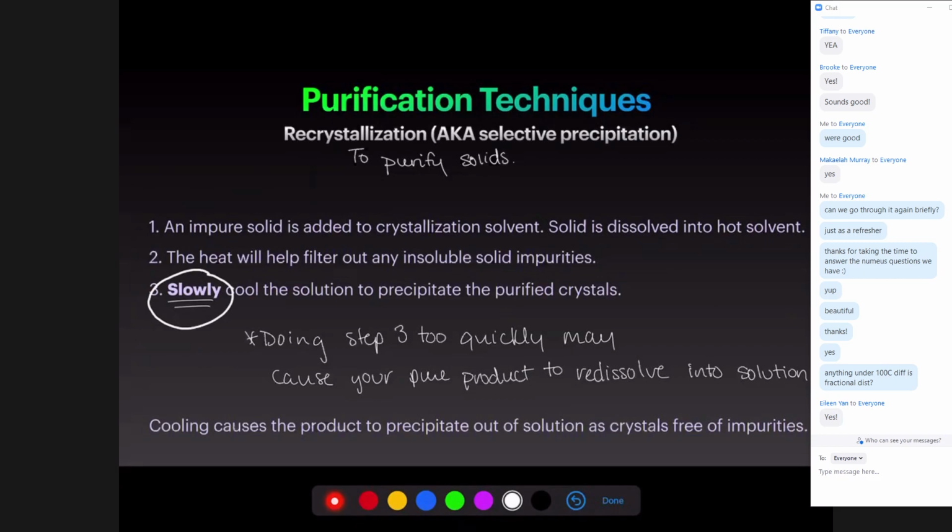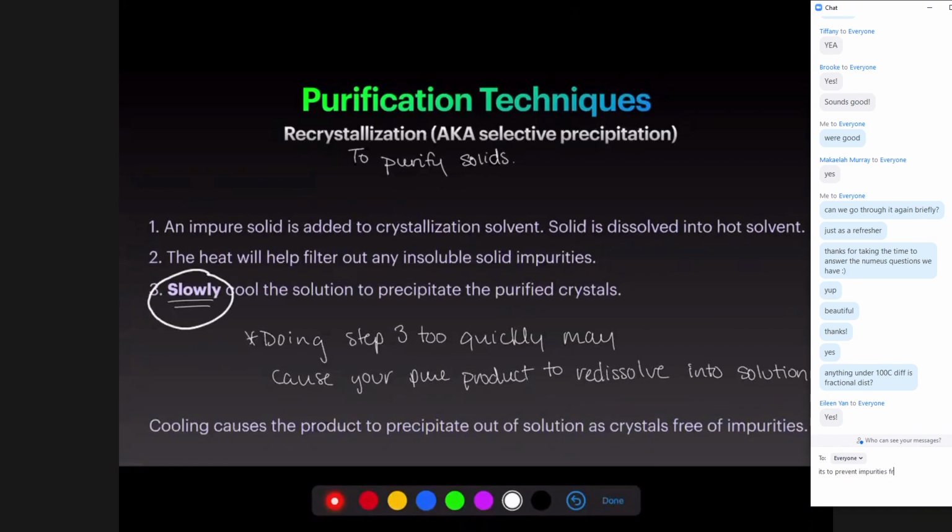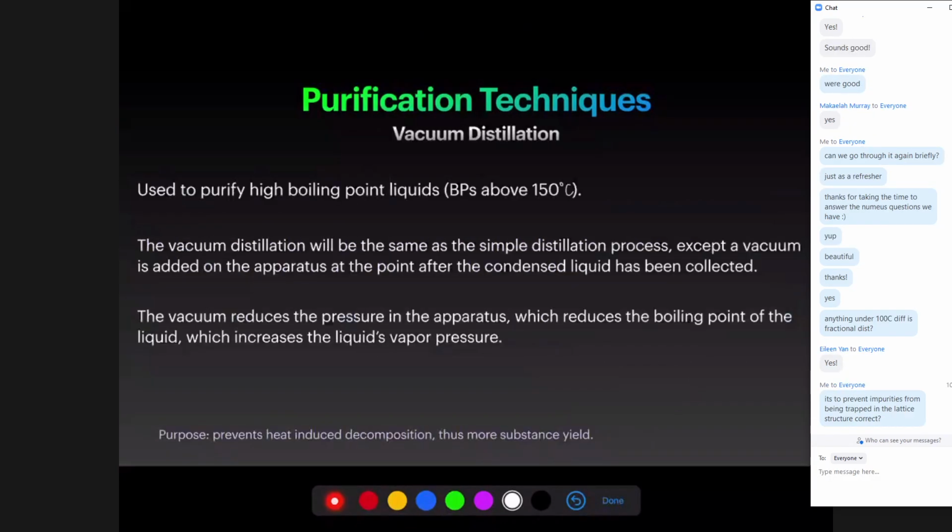I don't know if you all remember, but in lab, maybe your teachers really emphasized the slow part for step 3. Cooling causes the product to precipitate out of solution as crystals free of impurities. Yep, exactly. That is correct.